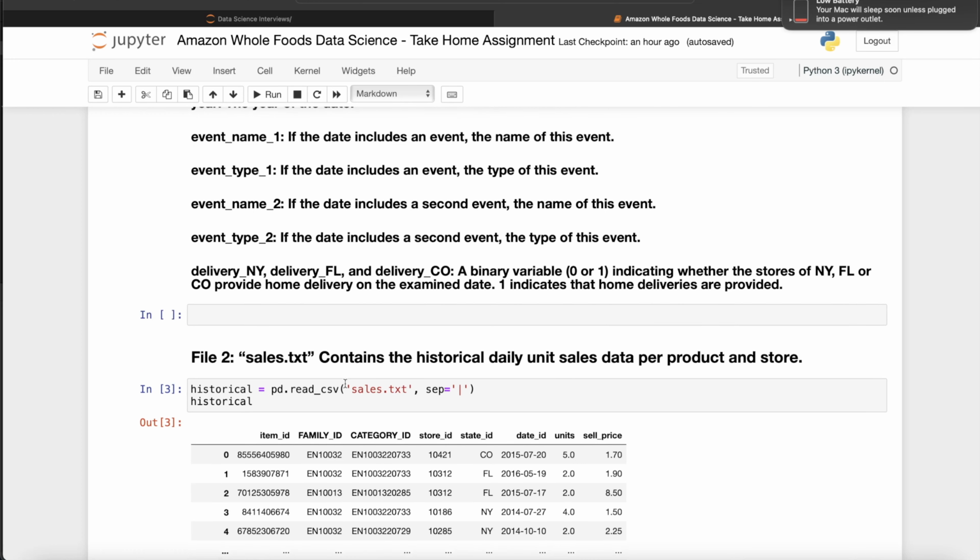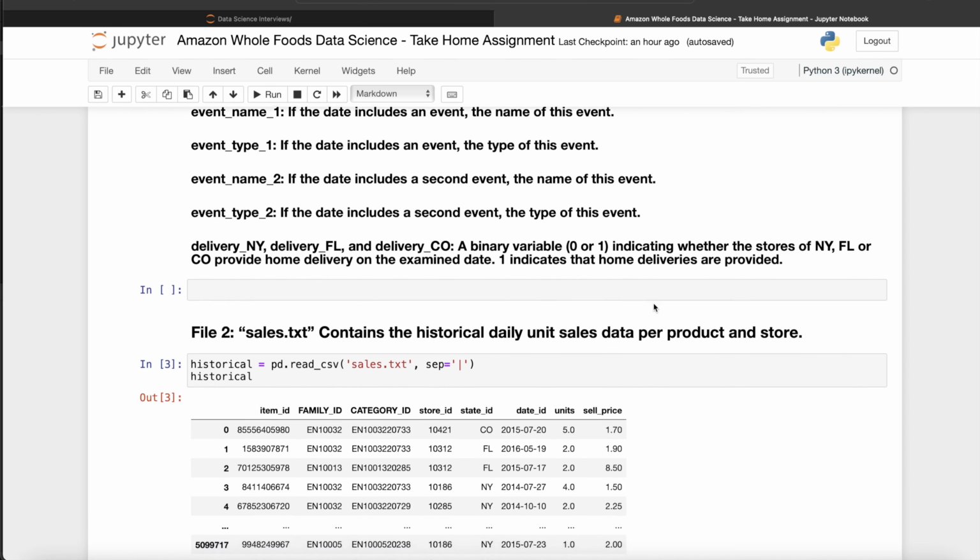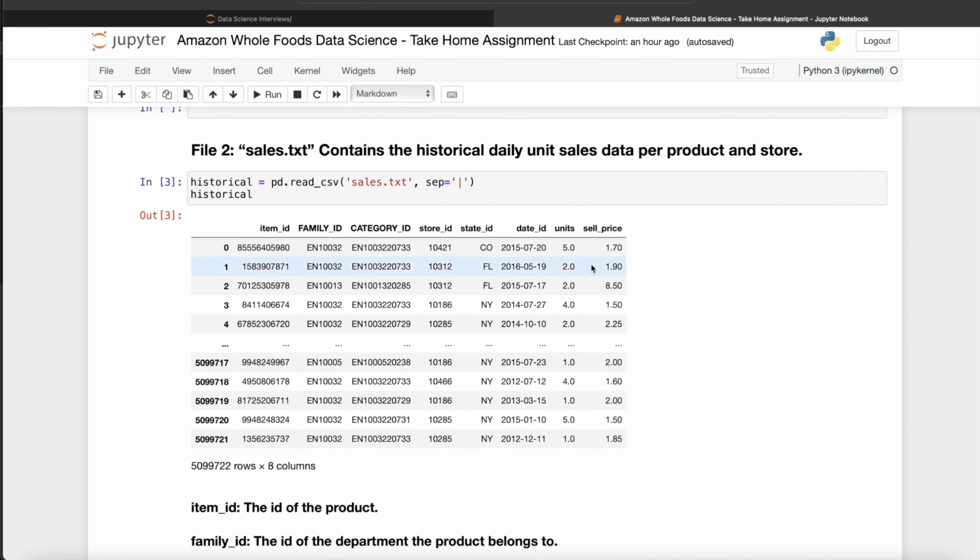Also, here you see one thing. I used read CSV, but it is not a CSV file, it is a .txt file. And the second thing is CSV is comma separated values, but here the separation was with pipes. So you can use different separators in the data and you can get the result. This historical data frame has about 5 million rows and 8 different columns.